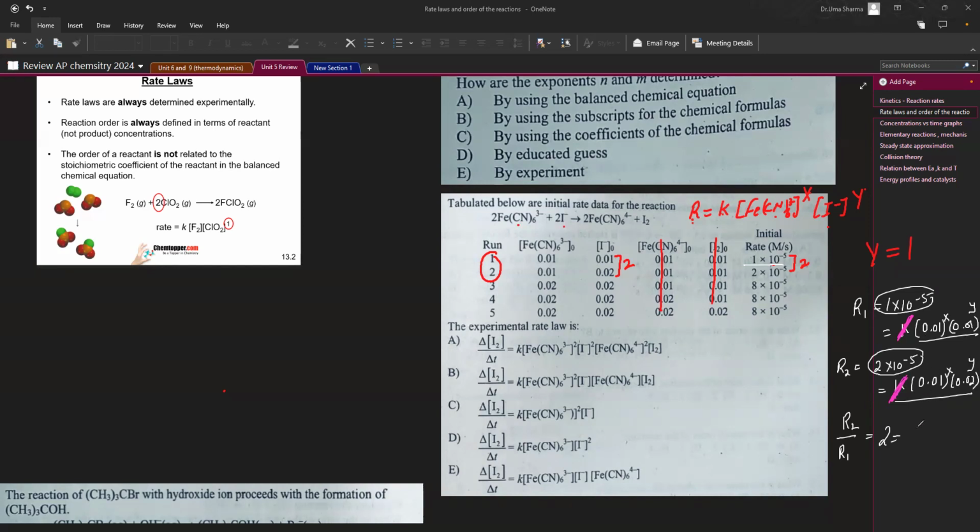So what is it? This also cancelled. They are the same. So you have 0.02 raised to power y over 0.01 raised to power y. So it is 2 raised to power 1 over 2, equal to 2 raised to power y. So what is y? y is 1. Exponential mathematics. So either you do this if you are not able to understand in that manner.